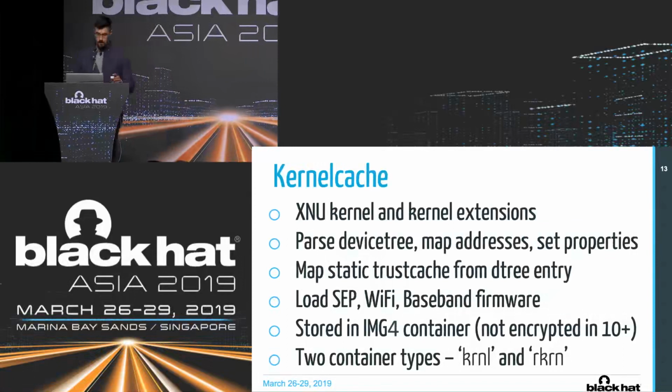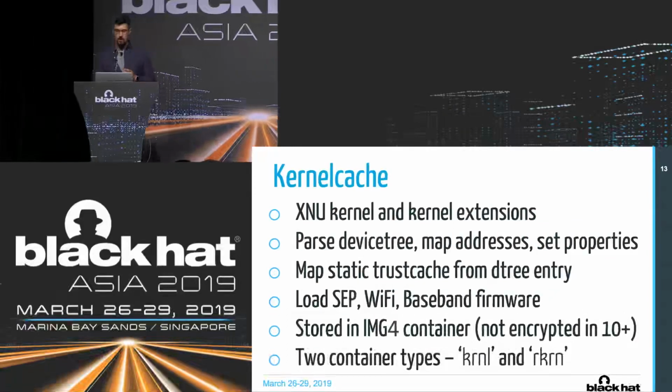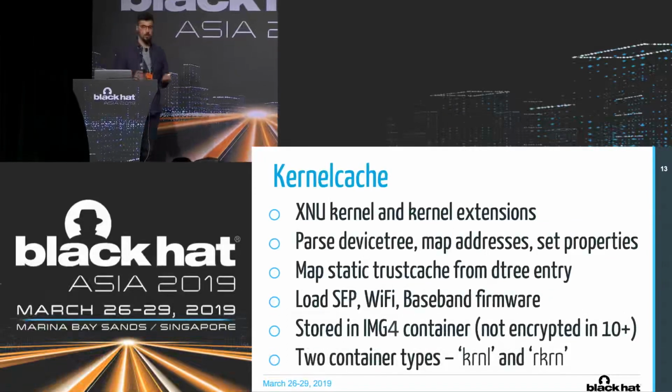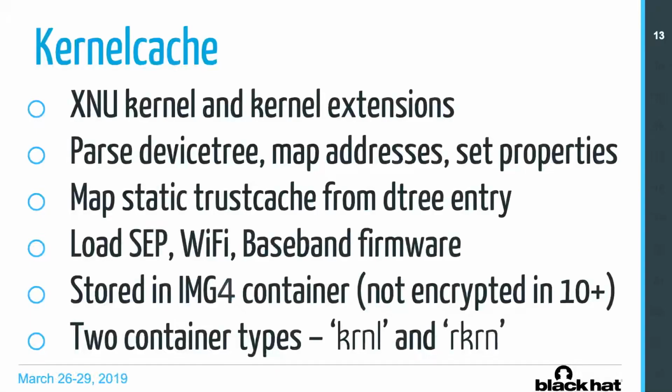The next component of the boot chain is the kernel cache. So the kernel cache is pretty much the XNU kernel and all the kernel extensions, which are statically linked to the kernel. It parses the device tree, maps the addresses, and sets some of the properties. And in the case of iOS 12, now iBoot maps the static trust cache in memory, and the kernel now reads it from one of the device tree entries.